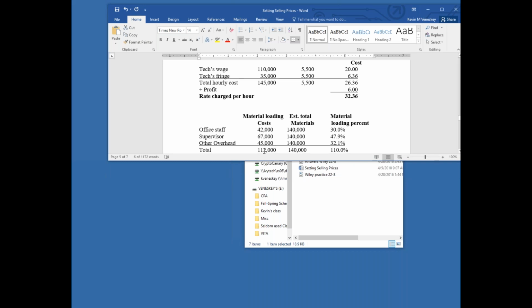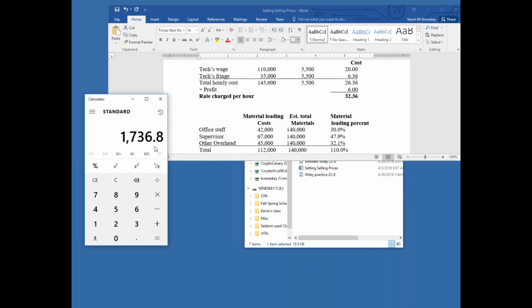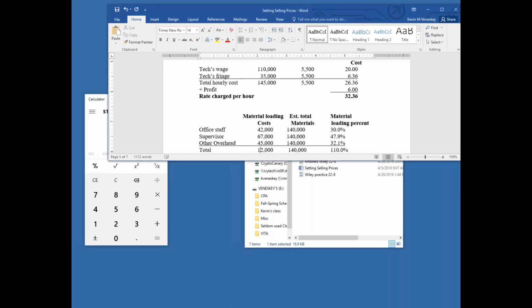All right, so when I add everything up, and I've got to update this number again, this should be 112 plus the 42. So this should be 154,000. I have 154,000 in total costs, or we can do it separate. Let's just look at it separate first. 42,000 in office staff costs, and for every dollar I spend on those repair materials, how much of that 42,000 do I need to tack onto their bill?